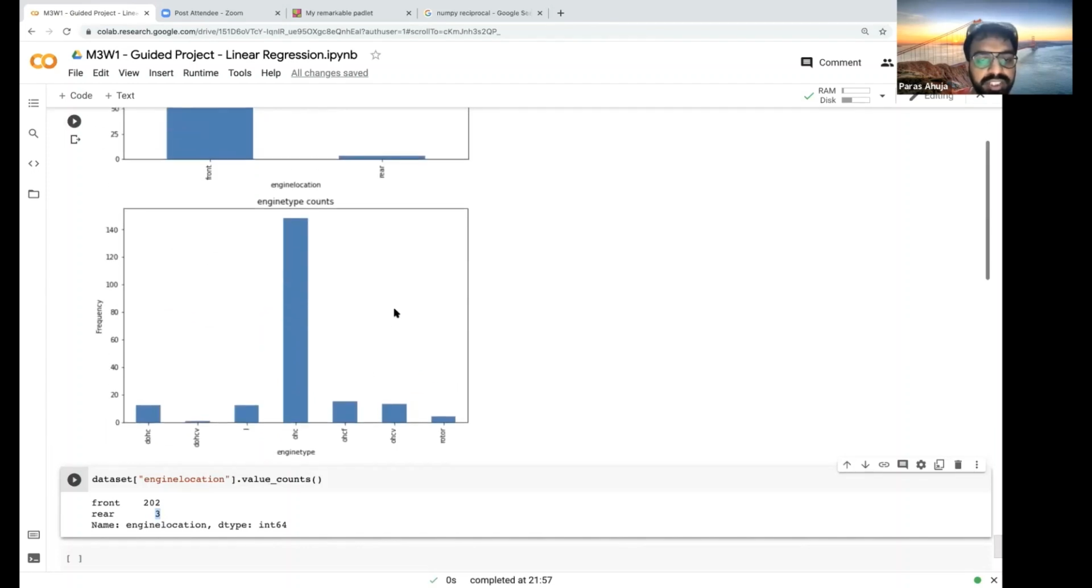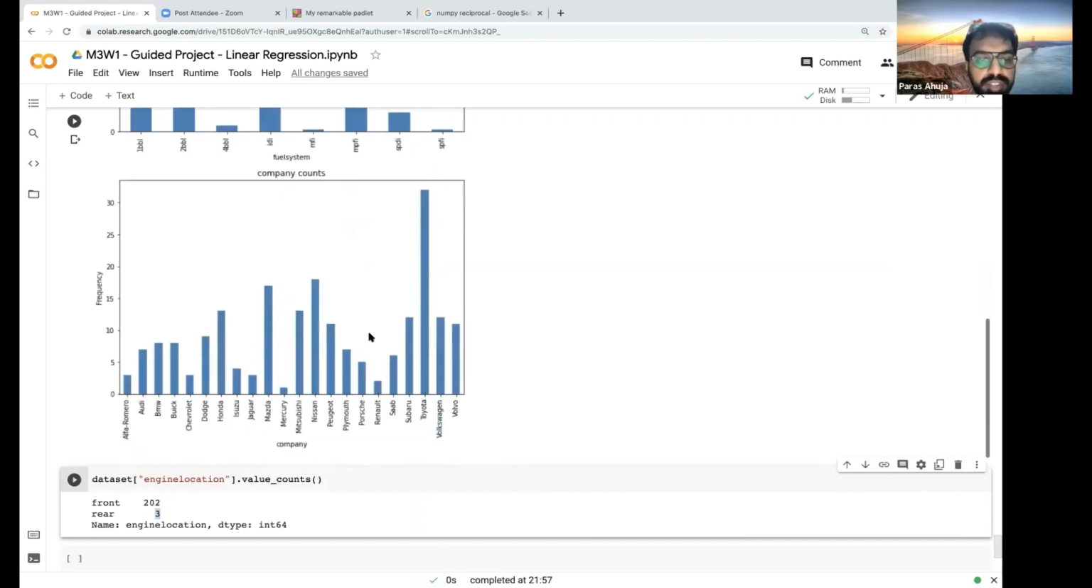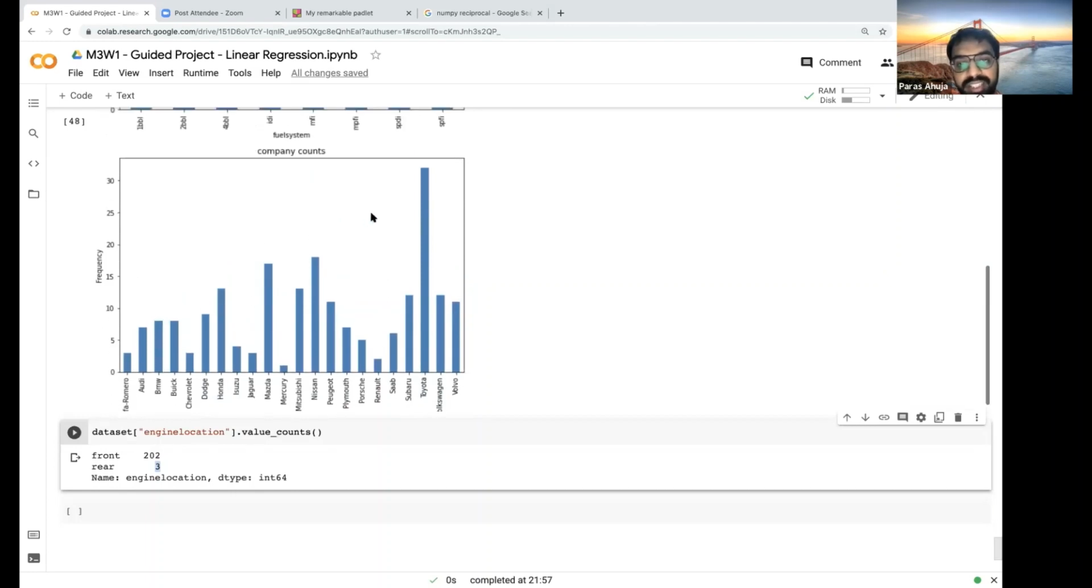Next comes engine type, then cylinder number counts, fuel system counts, then company counts. Each company that we have identified was not something that was given to us directly. This company column we processed on our own.